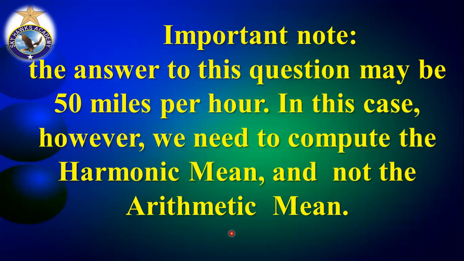So, important note: the answer to this question may be 50. What was your answer? 48? Now look, read this one. There is something new. The answer to this question may be 50 miles per hour. In this case, however, we need to compute the harmonic mean and not the arithmetic mean. Arithmetic mean.